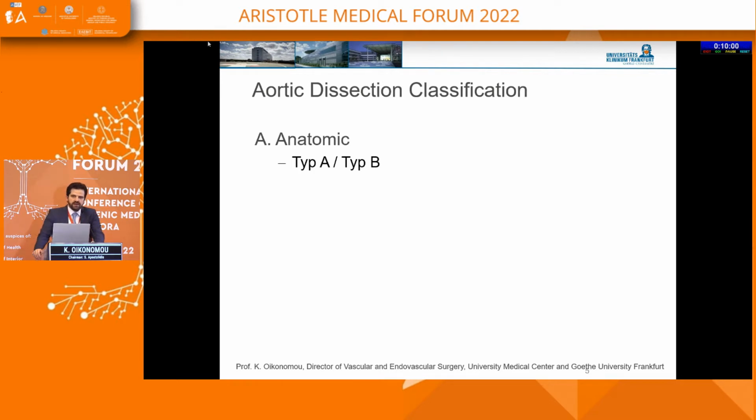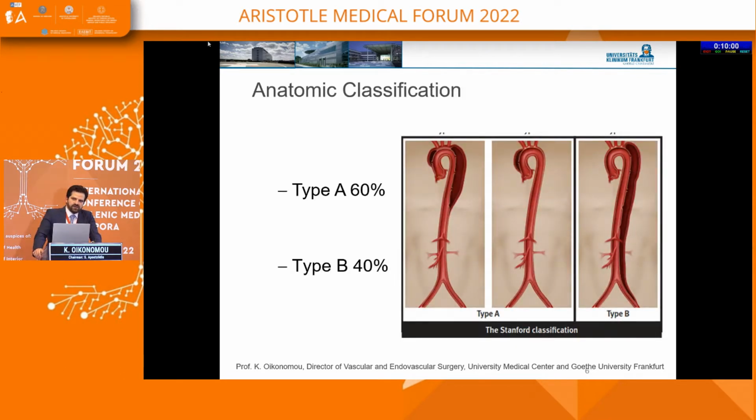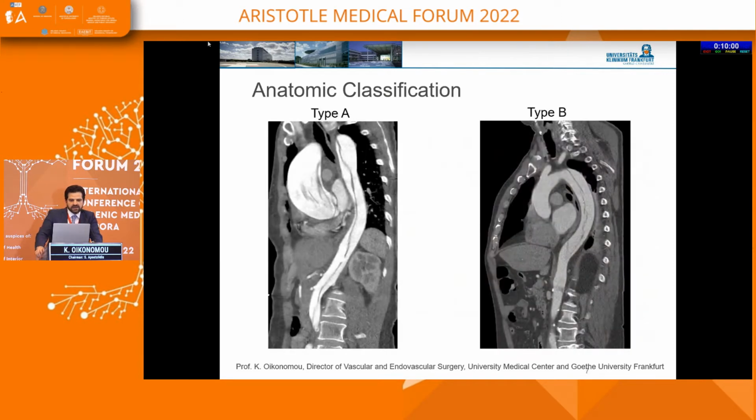So when we're talking about acute dissections, we first distinguish anatomically between type A and type B dissections. This is a very straightforward classification. Type A dissections are the ones where the intimal tear is situated in the ascending aorta. They account for about 60% of dissections. And type B are the ones where the proximal intimal tear is situated in the descending aorta, distal to the left subclavian artery. So these are two examples.